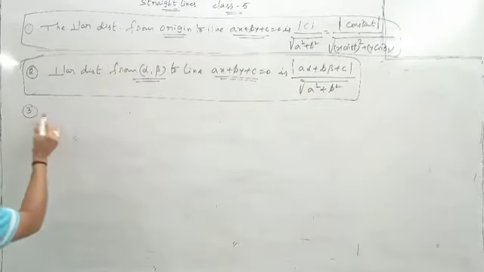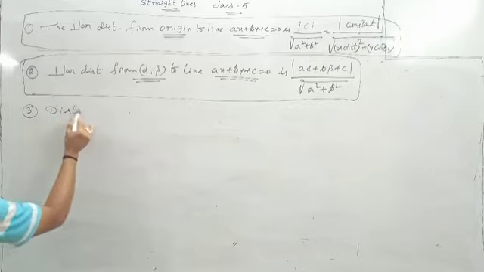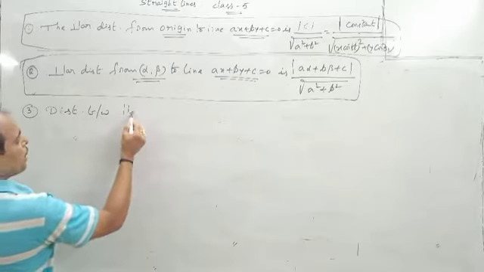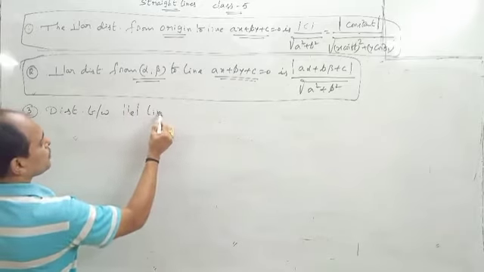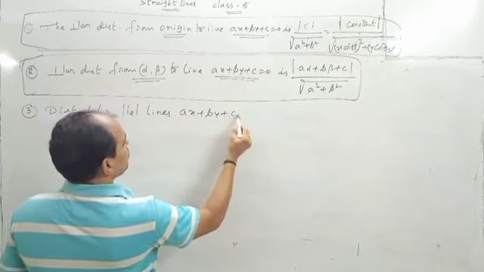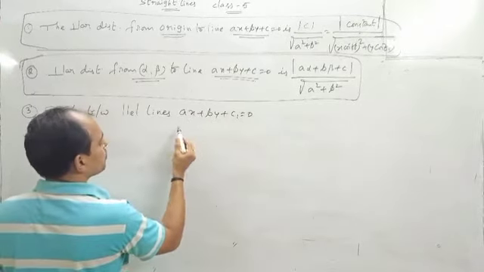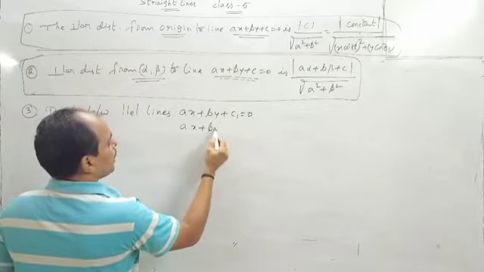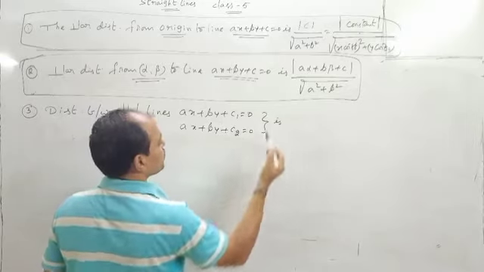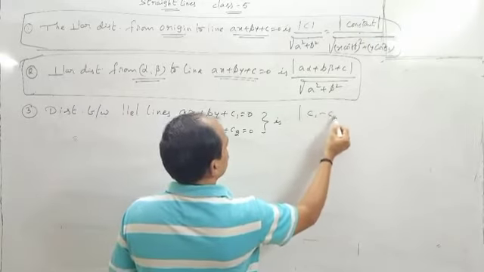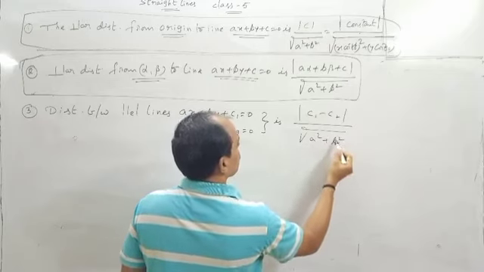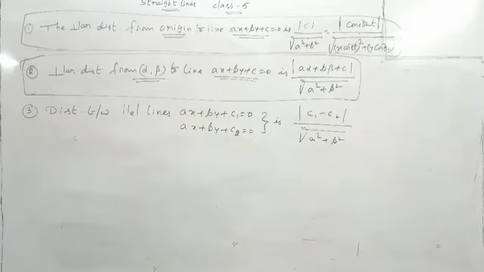Next, third one: distance between parallel lines ax plus by plus c1 is equal to 0 and ax plus by plus c2 is equal to 0 is modulus of c1 minus c2 by root of a square plus b square.